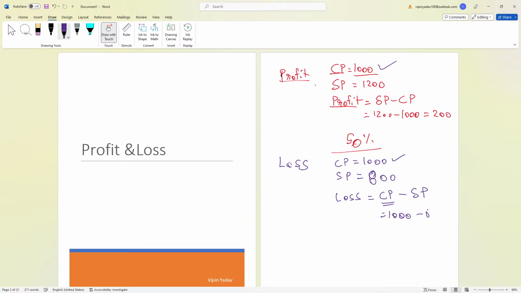1000 minus 800 over here. That will be ₹200 loss. Now he's selling at ₹800, so definitely ₹200 loss he has got.